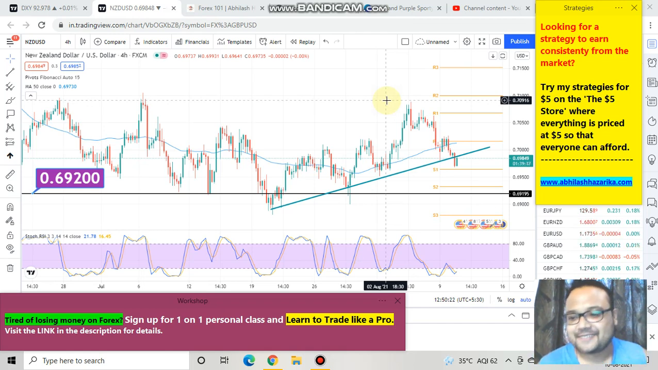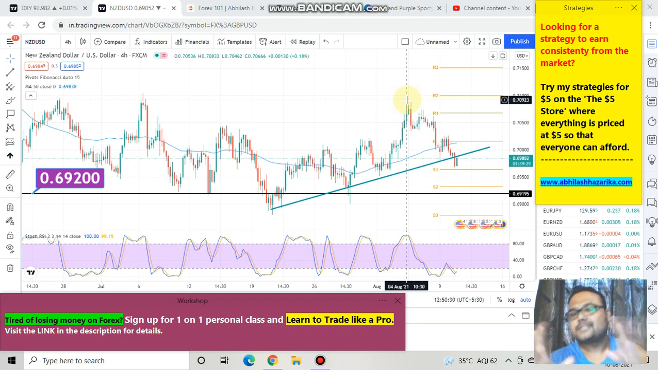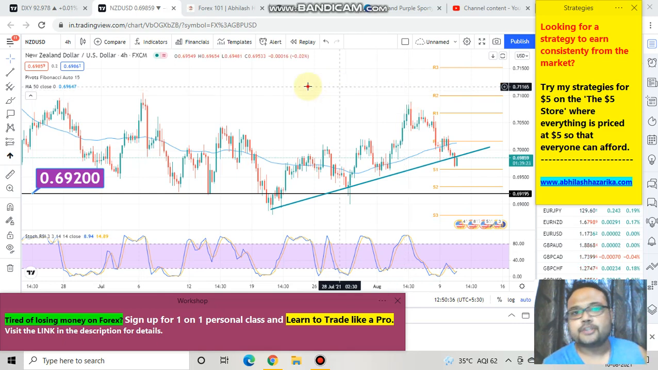So let's get started. This is the Forex chart of NZD in front of us right now, and as you can see, the chart is not that beautiful and simple. If we just observe the chart here, then we do not get a clear picture.